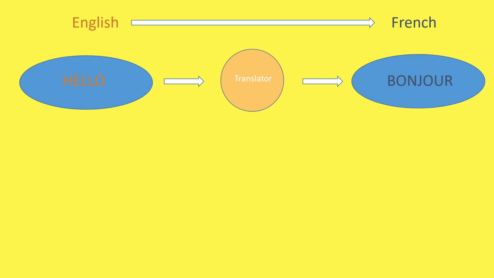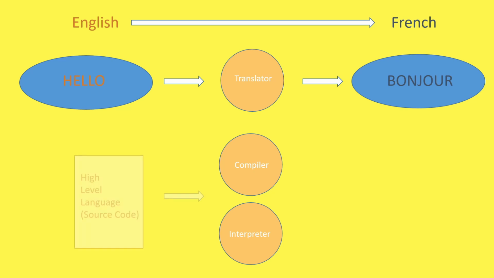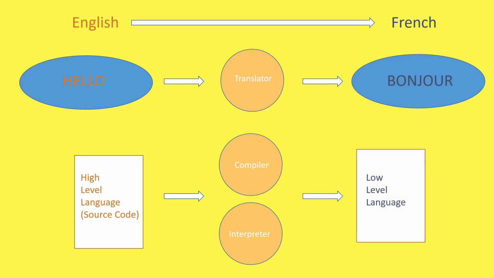But in the computer world, the translator is called a compiler, or maybe called an interpreter, depending on how the language will be translated, and we will discuss that in the next lecture. So when you write your program instructions in high-level language, which is also called source code, and want to convert it into a language that the computer understands, which is the low-level language, you will need a compiler or interpreter that will translate high-level language instructions to the low-level language instructions that computers could understand.